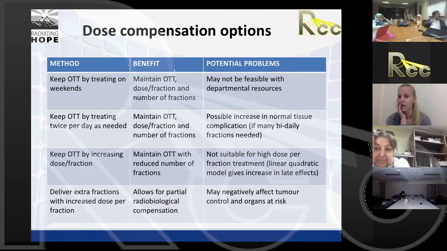The linear quadratic model starts to break down, and it's just not really suitable. If they've missed so many fractions that the dose you have to prescribe per fraction starts to shoot up beyond 5 gray, really our radiobiological calculations start to break down at that point. So there's a potential problem there, depending on how many fractions they've missed.